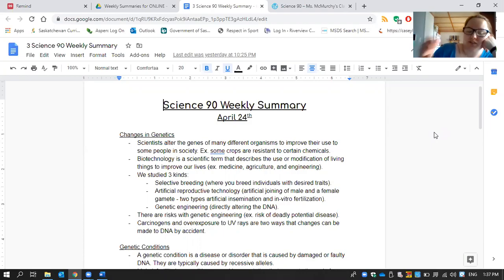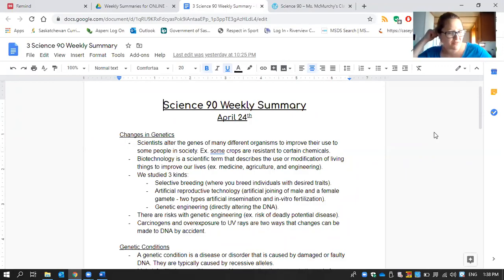Just a really quick summary of the changes in genetics notes. Scientists alter the genes of many different organisms to improve their use to some people in society. For example, with certain crops for the food that we eat, it is really important that they are resistant to certain chemicals that may prevent weeds from growing inside those crops. Biotechnology is a scientific term we can use to describe the modification of living things to improve any aspect of our lives. It could be medicine, agriculture, or even engineering.